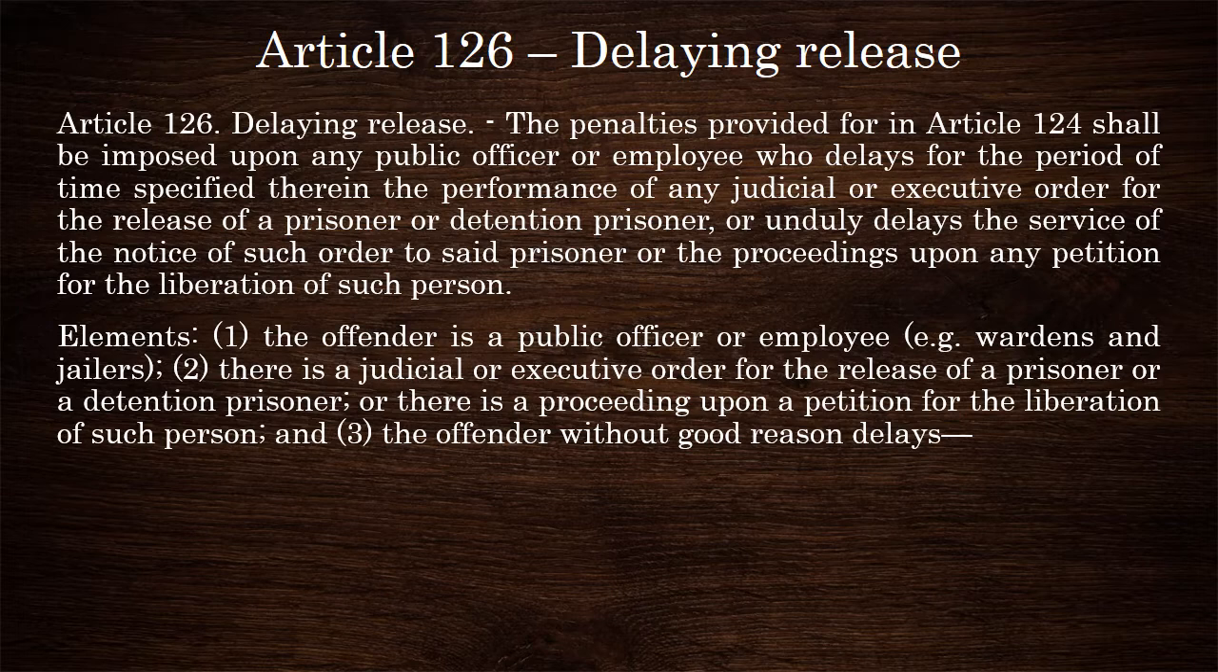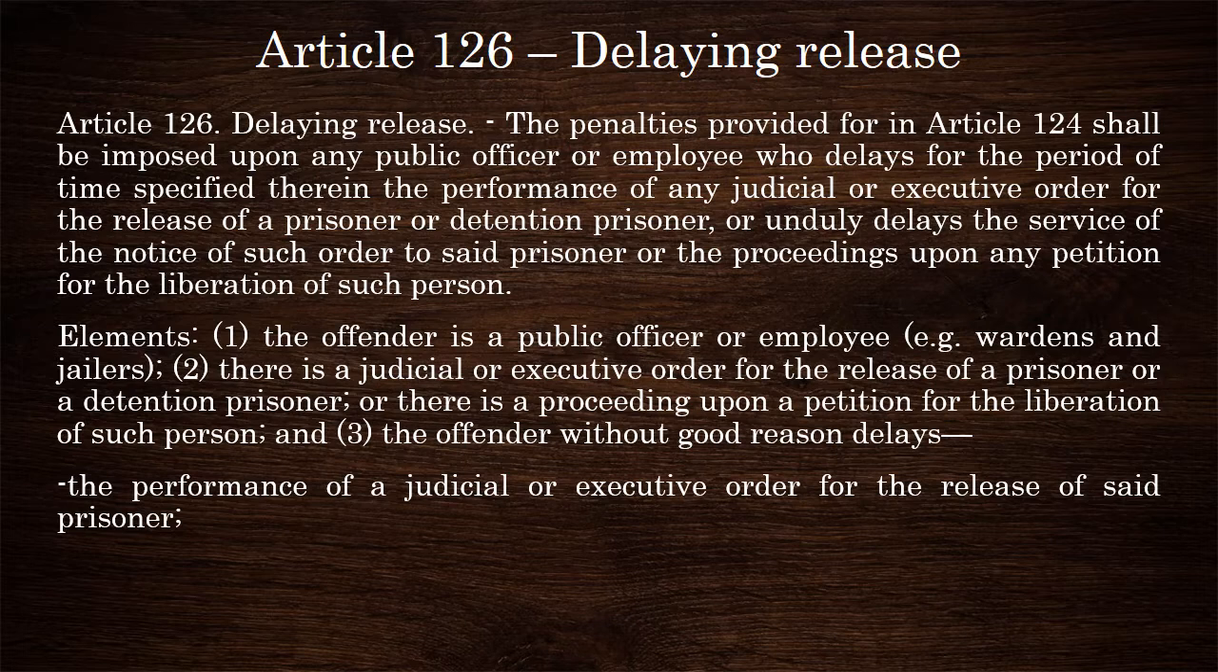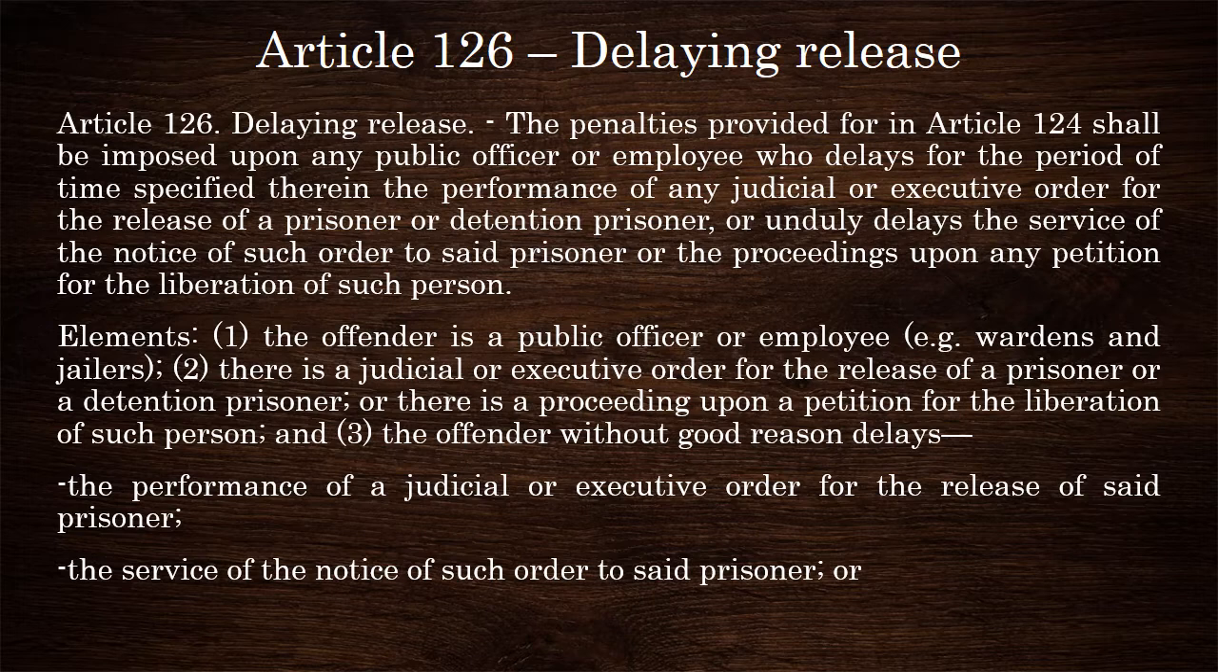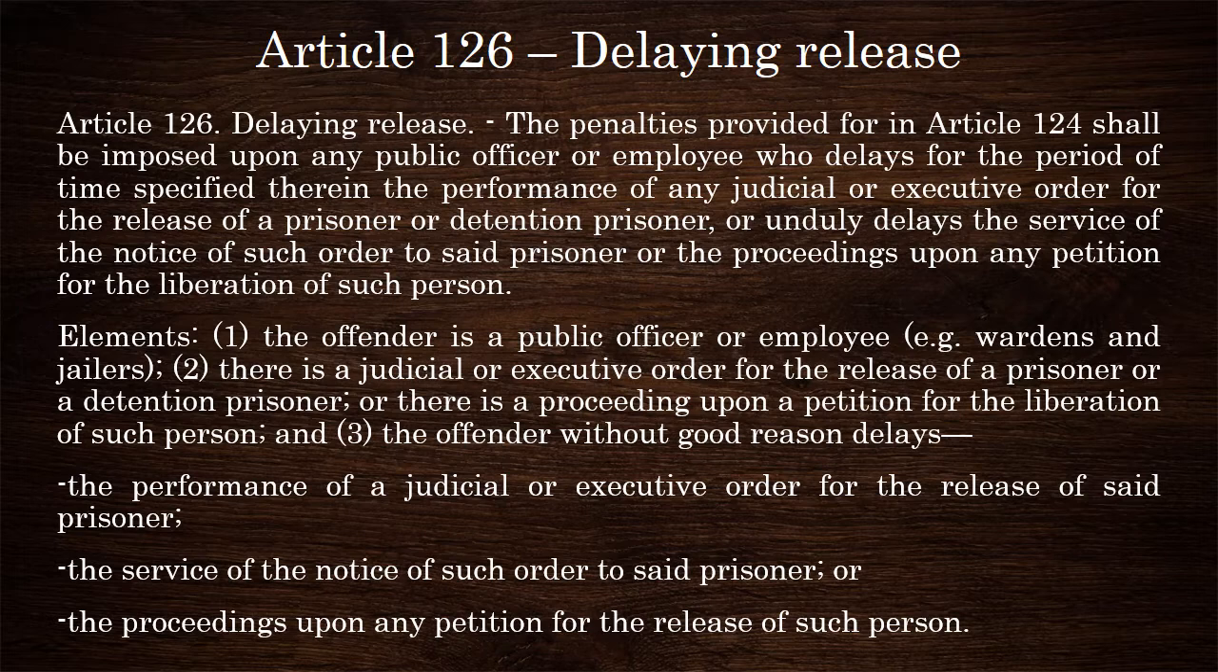And number three, the offender without good reason delays the performance of a judicial or executive order for the release of said prisoner, the service of the notice of such order to said prisoner, or the proceedings upon any petition for the release of such person. So, for example, there is already an order from the judge to release the accused, but the jailer refused to release the accused notwithstanding that order of release. And he only released the accused, despite having received the order of release, after several days. He will be liable under this article.